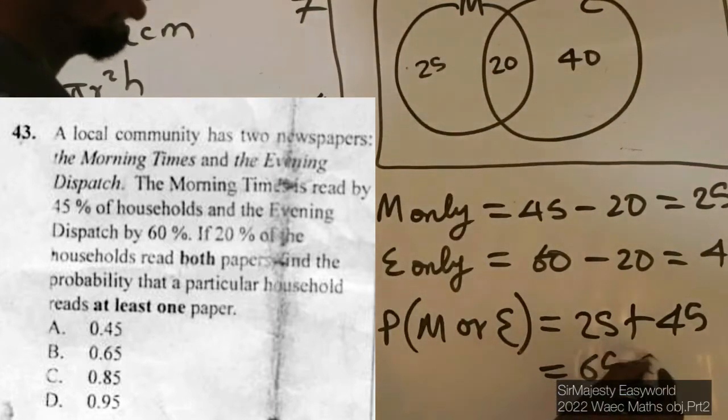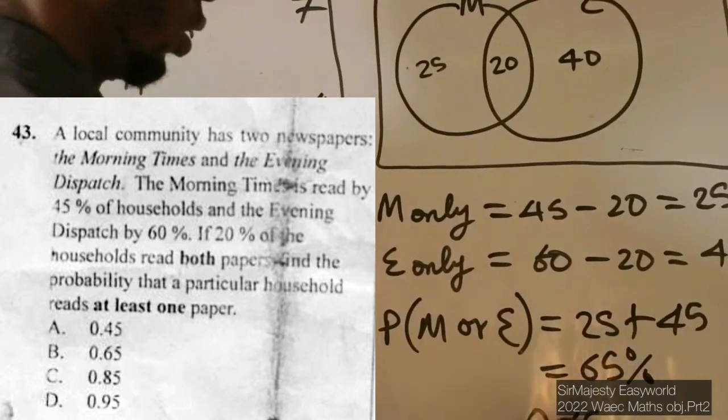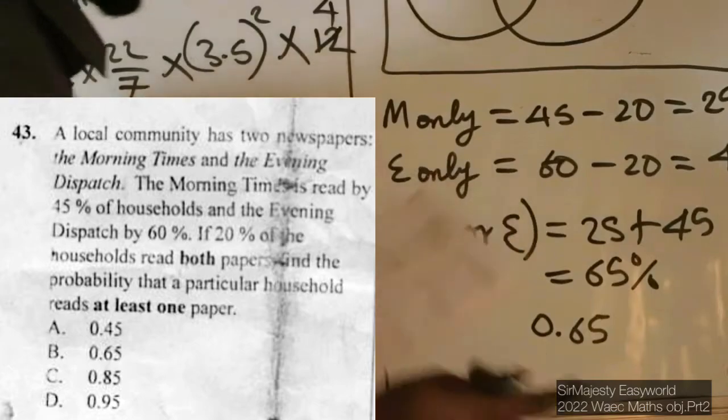So when we convert this percentage to fraction, we get something like 0.65, which is option B.